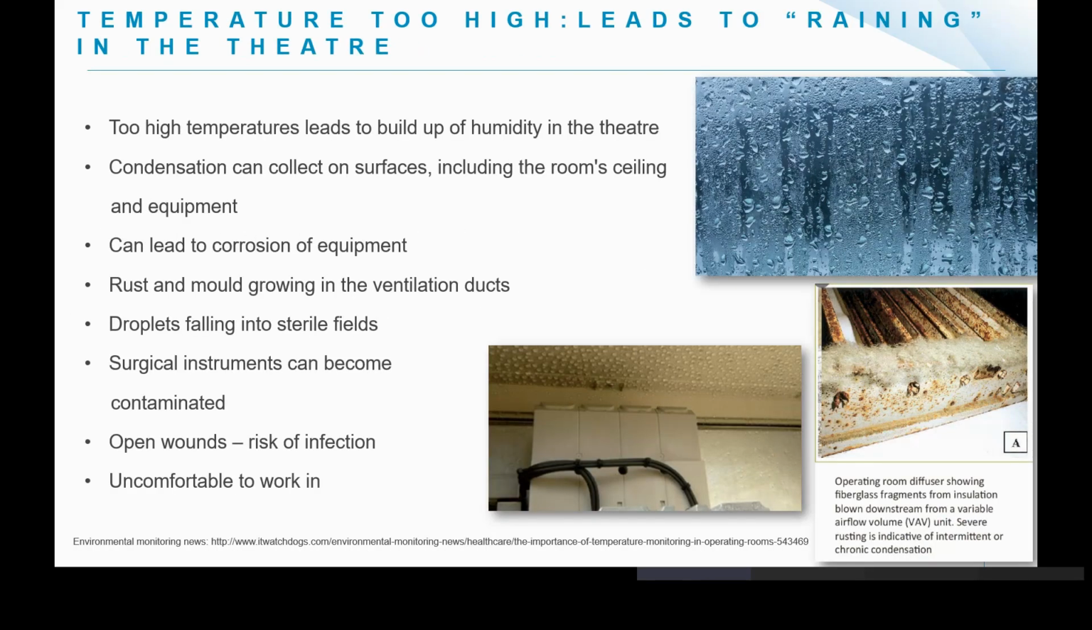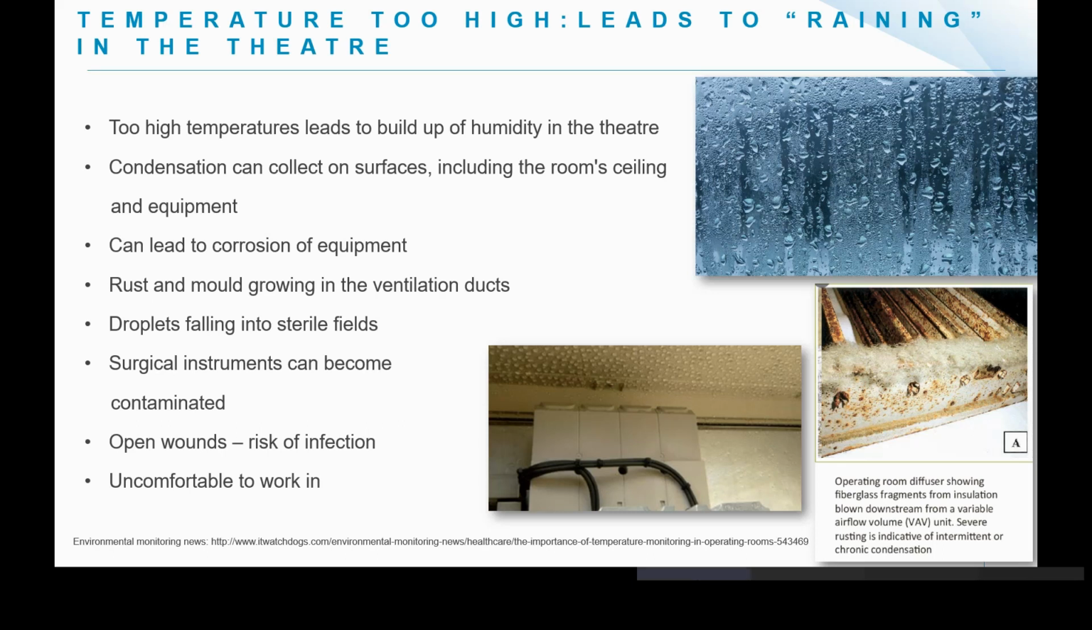So what happens when the temperature in theatre is too high? We get something we call raining in the theatre. The high temperatures lead to a build-up of humidity in the theatre. Then condensation can collect on the surfaces, including the room ceiling and equipment. That can then lead to corrosion of equipment if it is moist in the theatre environment, and rust and mold growing in the ventilation ducts. Droplets can also potentially fall into the sterile field, and surgical instruments can become contaminated. Imagine if these contaminated droplets fall into open wounds and open body cavities, and it is also extremely uncomfortable to work in.